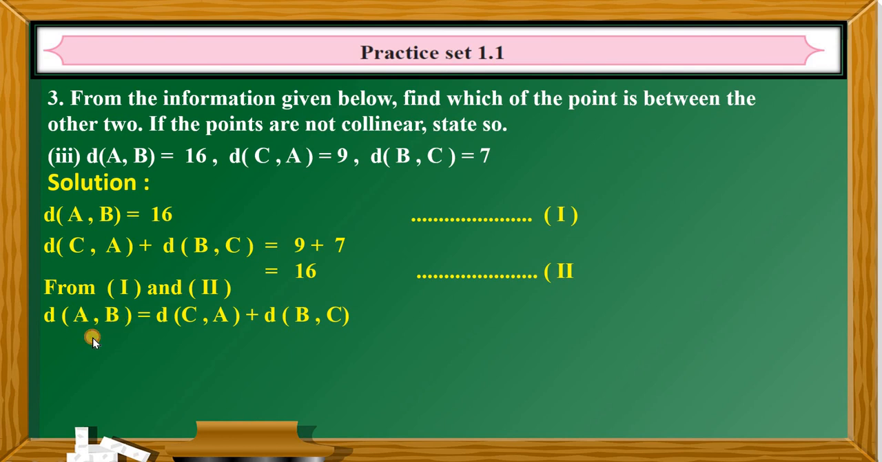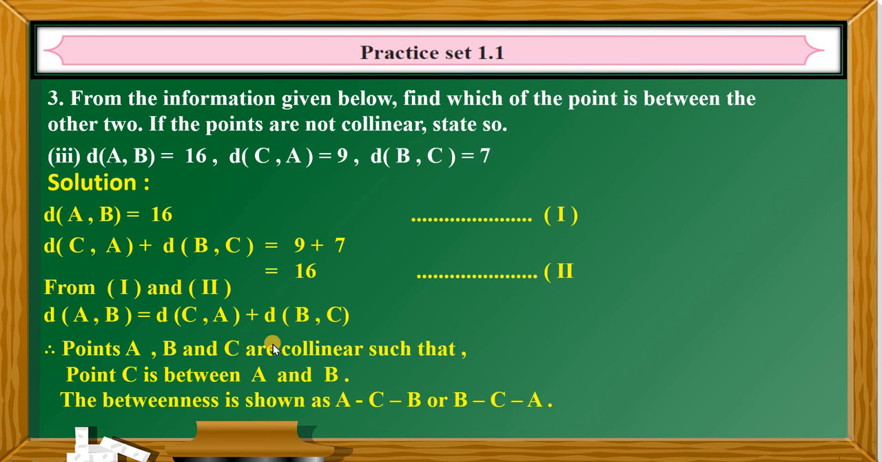So how do we write this? Points A, B and C are collinear such that point C is between A and B. And the betweenness is shown as A-C-B, because I told you C is going to lie between A and B, or B-C-A. Now again I repeat, when the points are collinear, we need to show this line.